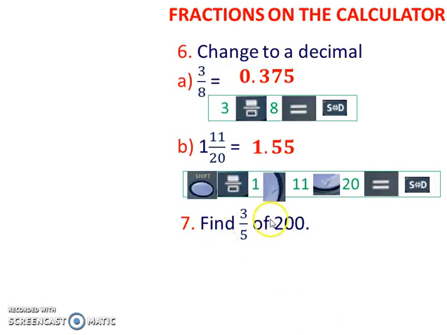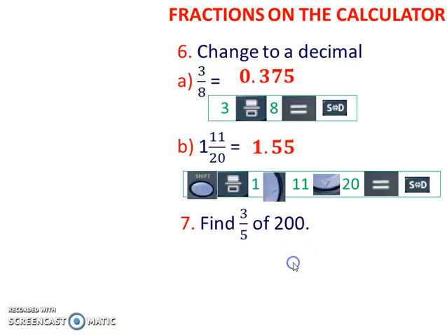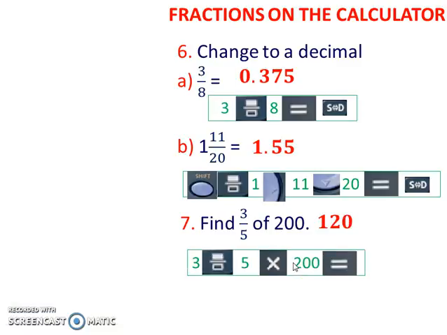Now to find 3/5 of 200, we need to know that of refers to times in relation to what mathematical operation we need to do. So 3/5 of, so we put in our 3, arrow down, 5, arrow across to do the times, and then of the 200, so times 200 equals 120. So 3/5 of 200 is 120. Alright, so that's what we've pressed.